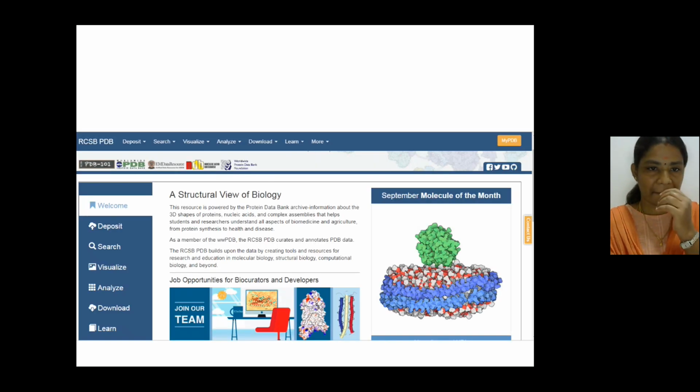This is the homepage of the Protein Data Bank database. It contains the experimentally determined structure information. Now there is a provision to see the predicted structures also. And the software that is used for protein structure prediction in this particular Protein Data Bank is AlphaFold.